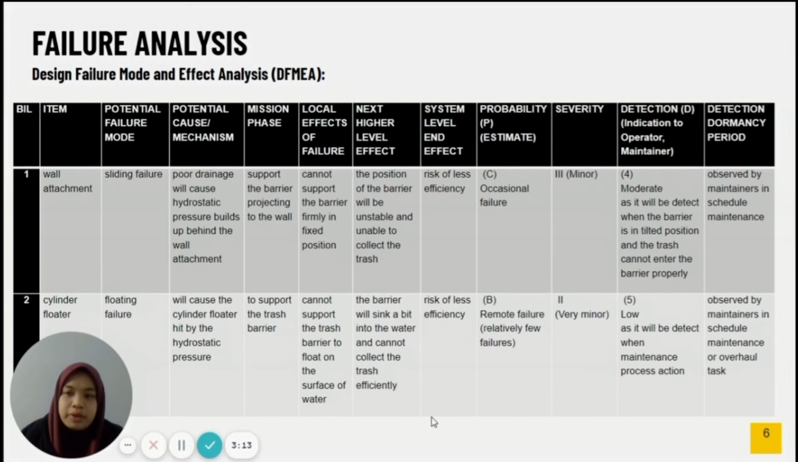Severity: for the wall attachment, we choose type 3, that is minor. And for the cylinder, we choose type 2, very minor. Detection: we choose type 4. For the cylinder, we choose type 5.